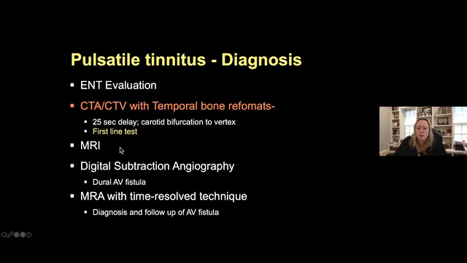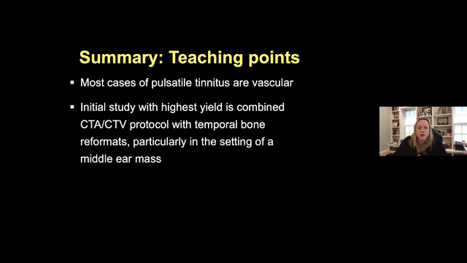Sometimes MRI can be helpful if you're working up IIH, idiopathic intracranial hypertension, or brainstem pathology. And then digital subtraction angiography is helpful in dural AV fistula. Time-resolved MRA is often also helpful in that setting. So in summary, most cases of pulsatile tinnitus are vascular, and the initial study with the highest yield is a combined CTA-CTV protocol with T-bone reformats.